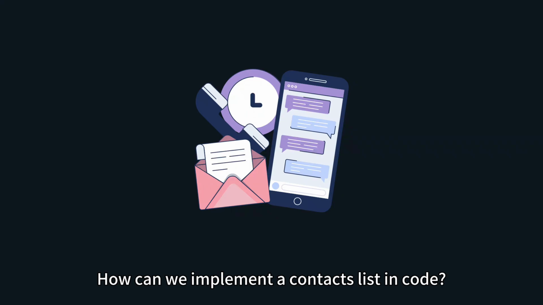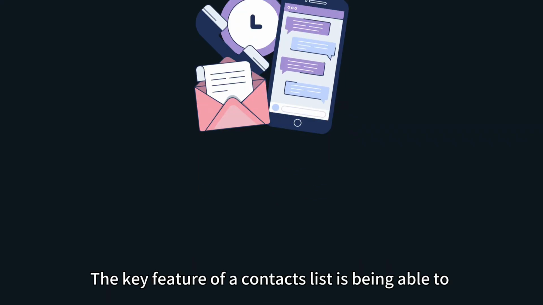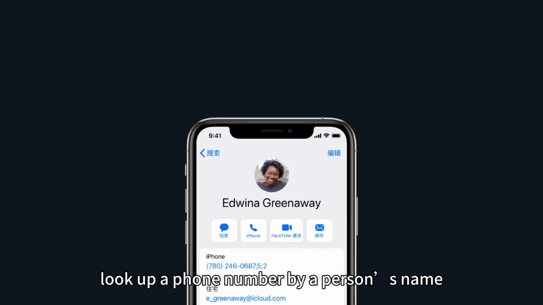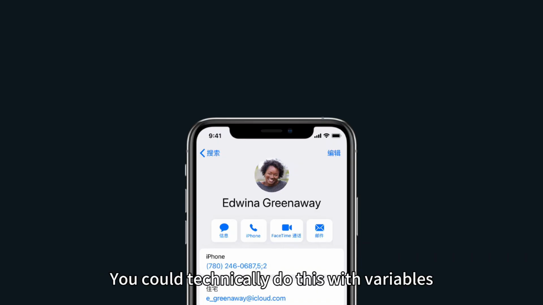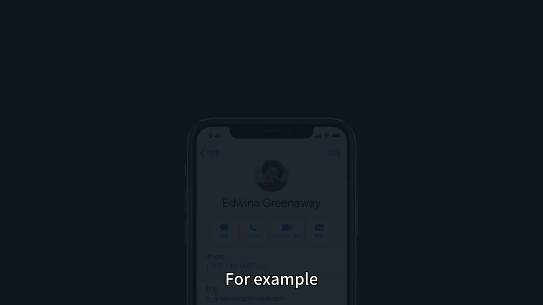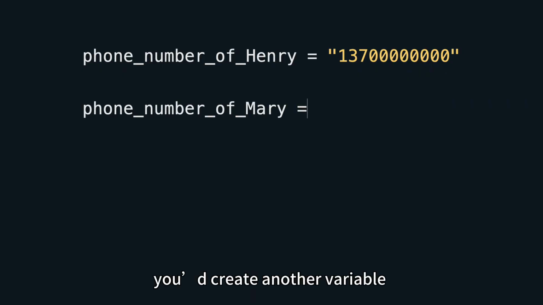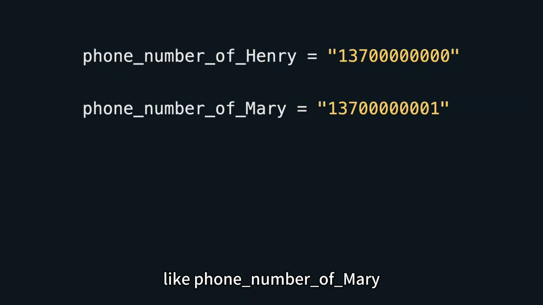How can we implement a contacts list in code? The key feature of a contacts list is being able to look up a phone number by a person's name. You could technically do this with variables. For example, to store Henry's number, you could assign it to a variable called phone number for Henry. To store Mary's number, you create another variable like phone number for Mary.